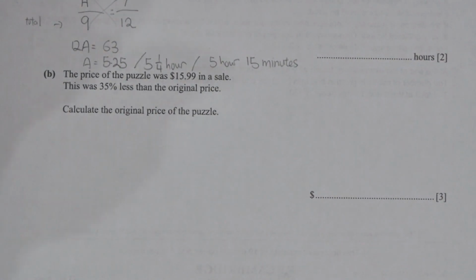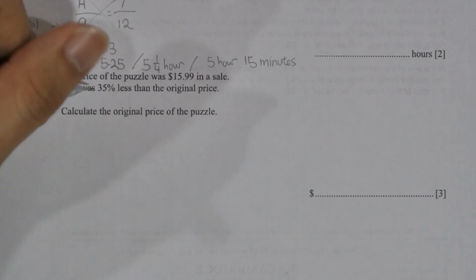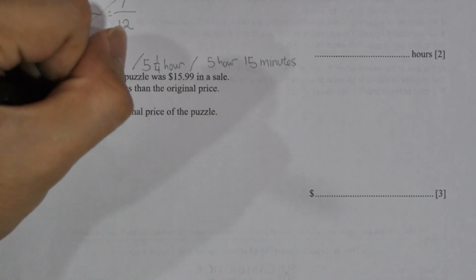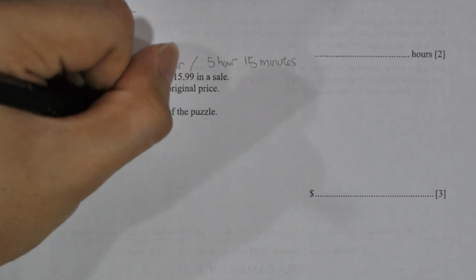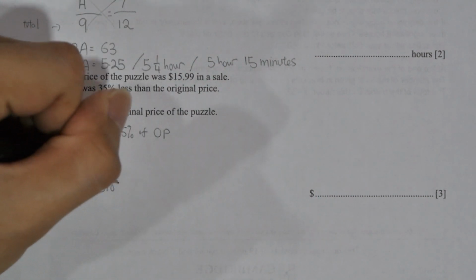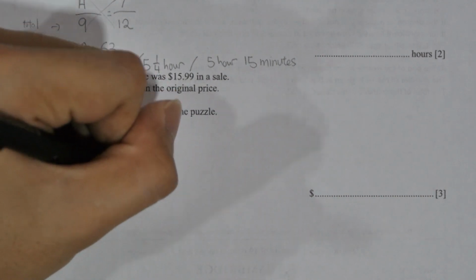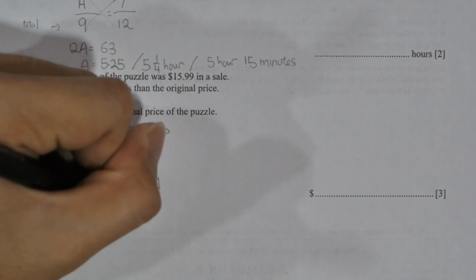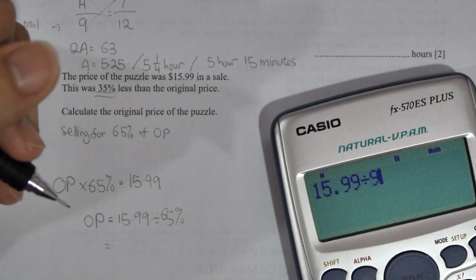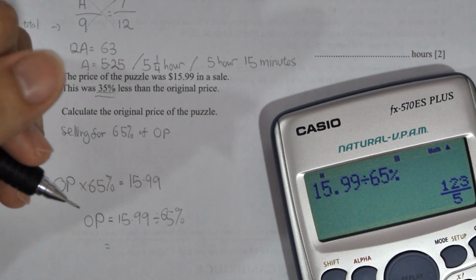Lastly, which is the price of the puzzle. So all you need to do is you need to identify that 15.99 is actually the 65% of the selling price. So in order to find the original price, you just put it into the formula: original price times the selling for 65%, then you will get the answer.